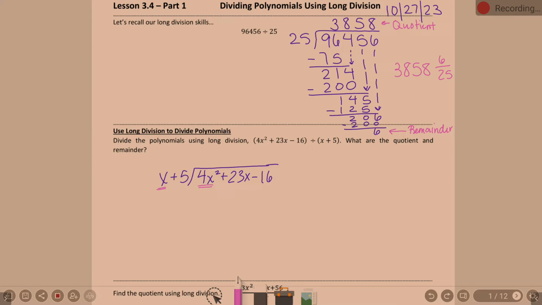Is where it- I'm not sure. Maybe, depending on what you're thinking. Okay? So when I say how many times does x go into 4x squared, I don't usually get the right response. That's why I'm debating.